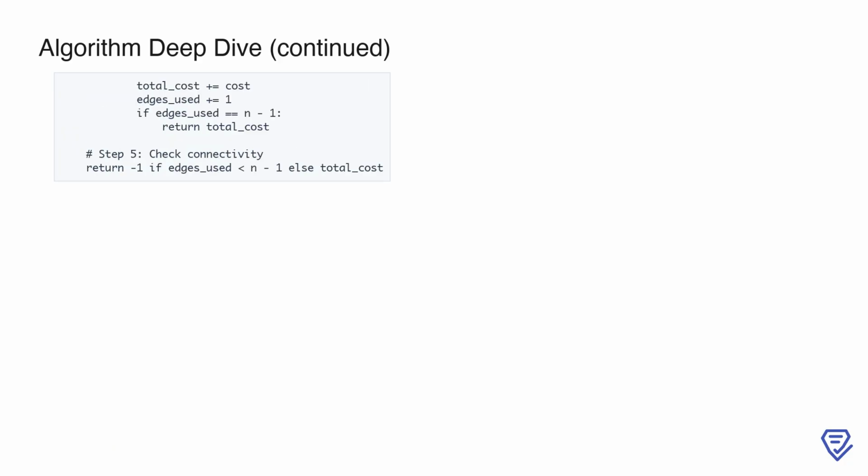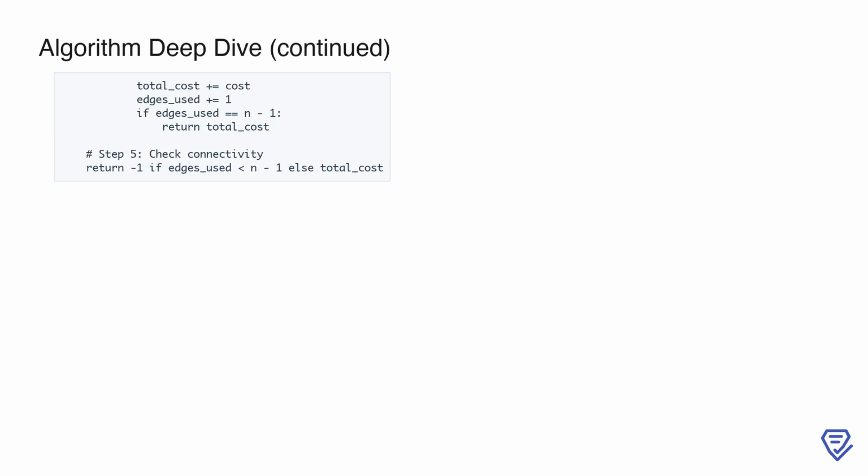As we add edges to the spanning tree, we monitor the count of edges used. If this count reaches n-1, where n is the number of nodes in the graph, the entire graph becomes fully connected. At this point, we can return the total cost, as the minimum spanning tree is complete.